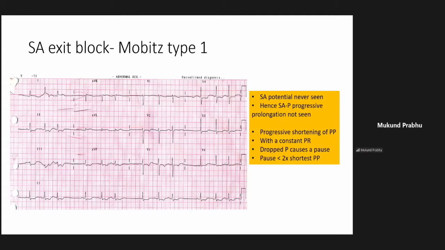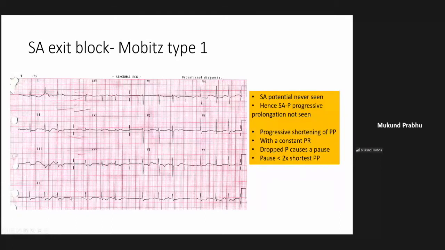So we have to use indirect clues towards the Wenckebach, that is Wenckebach at the SA node level. So these are progressive shortening of the PP interval. As I show in this arrow, the PP interval is shortened here. And the PR interval should be constant, and then a P drop resulting in a pause. And this pause should be less than twice the shortest PP interval, which is usually the last PP interval.